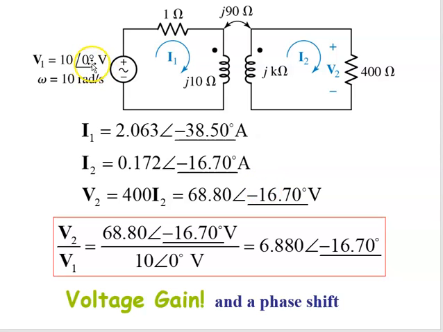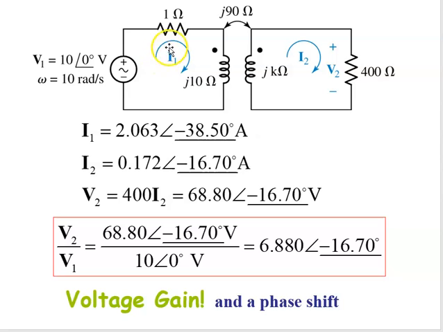Our V1 had a phase angle of 0. Our V2 right here has a phase angle of negative 16.7 degrees. So we had a voltage gain and a phase shift. So we managed to get a voltage gain across the mutually induced coil. That's this voltage being induced by the current flowing through I1.